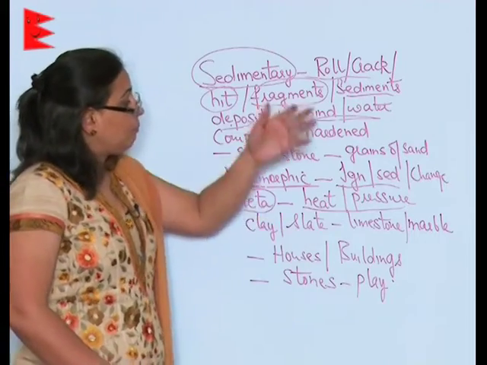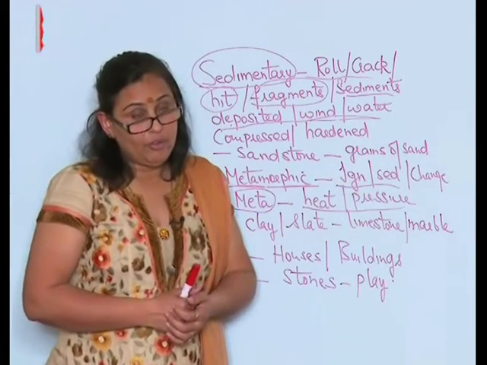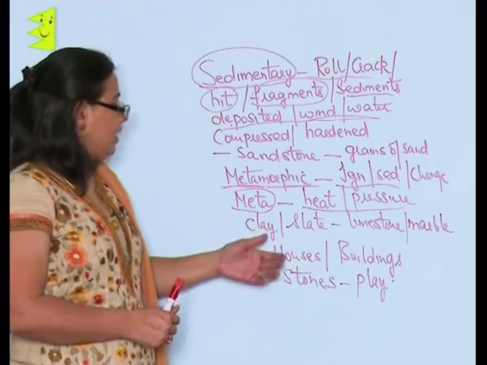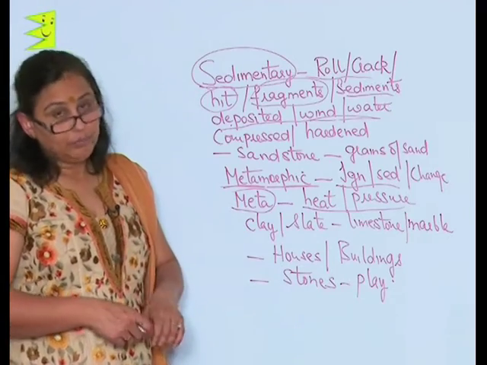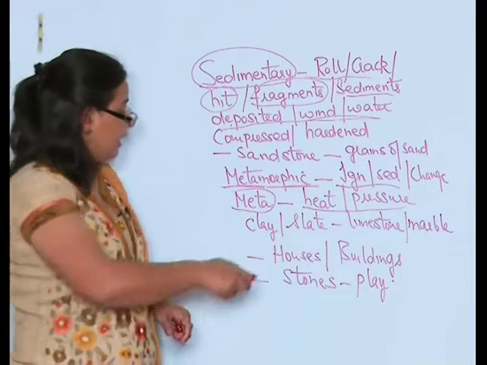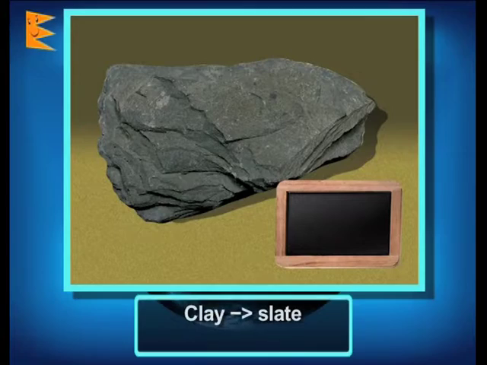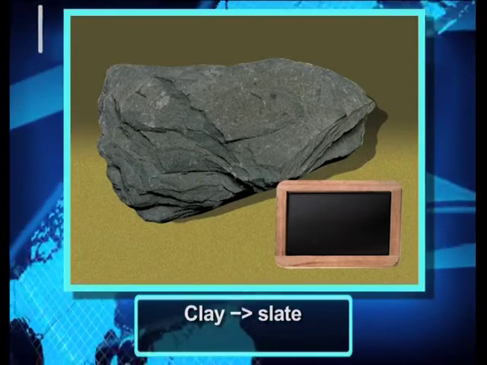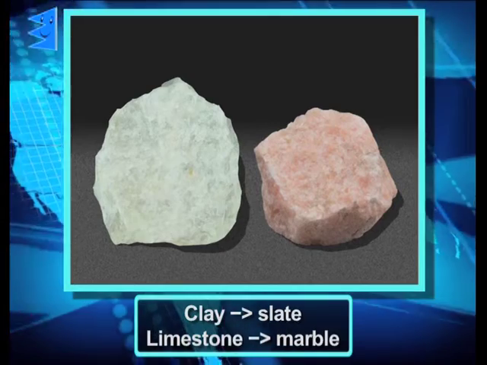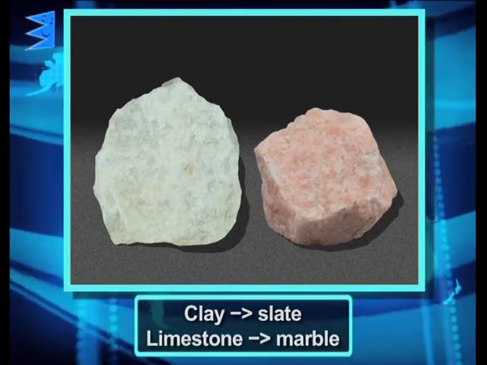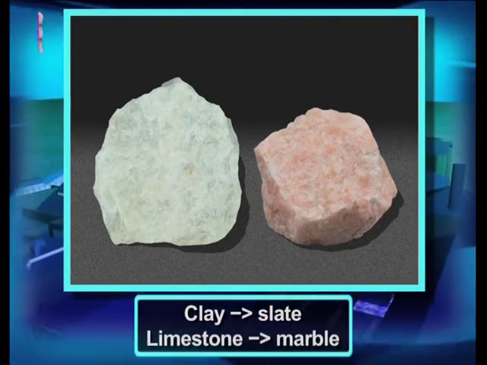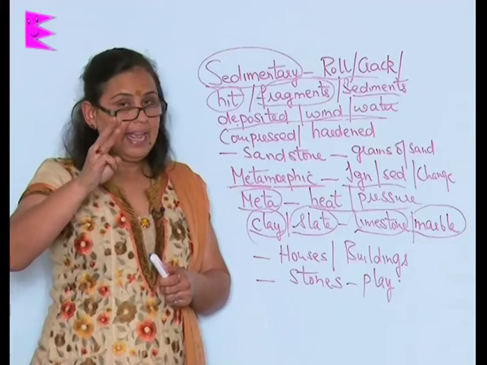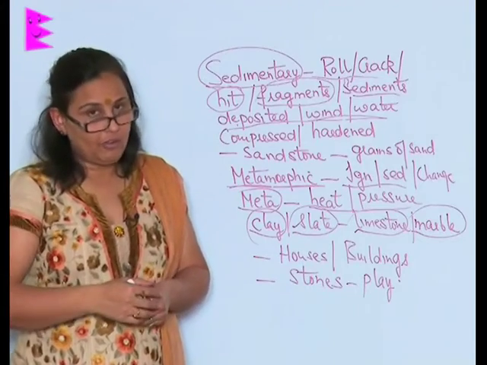This is because the igneous and the sedimentary rocks are changing into the metamorphic rock. The example that I can give you here is that the clay actually becomes slate, which is a metamorphic rock, and the limestone becomes the marble, which is a metamorphic rock. So you remember that there are three layers and there are three kinds of rocks.